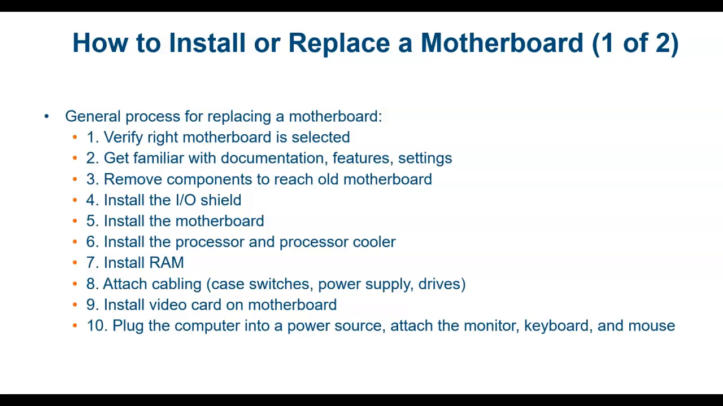How to install or replace the motherboard. The general process for replacing a motherboard: Verify the right motherboard is selected. Get familiar with documentation, features, and settings. Remove components to reach the old motherboard. Install the I/O shield. Install the motherboard. Install the processor and the processor cooler. Install the RAM. Attach the cabling, case switch, power supply, drivers. Install the video card on the motherboard.